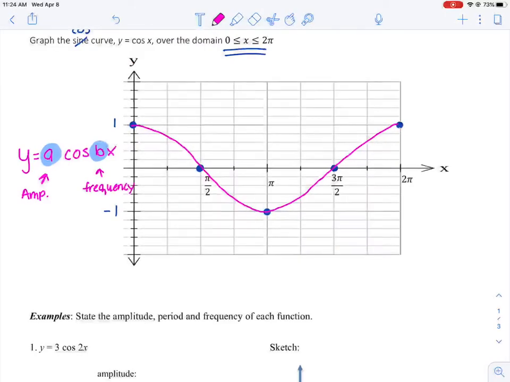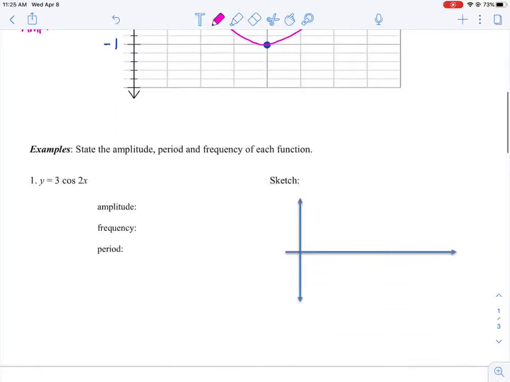Let's take a look at a first example. We're going to do just like we did with sine functions, except now we're going to graph the cosine functions, or really just sketch them. So let's take a look. Amplitude is the number that is in front. In this case, my amplitude is 3.